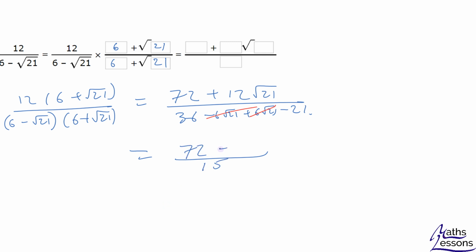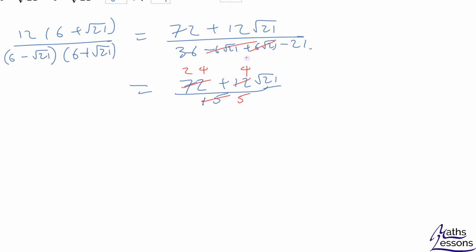And we've got over 72 plus 12 root 21. And we can see that 3 goes into this and this and this. Cancel out by 3. 15 over 3 is 5. 72 over 3 is 24. 12 over 3 is 4. And there's nothing else that can be cancelled. Root 21 can't be broken down because that's root of 7 times 3. They're prime. So therefore that can't be broken down. So our answer is 24 plus 4 root 21 over 5.